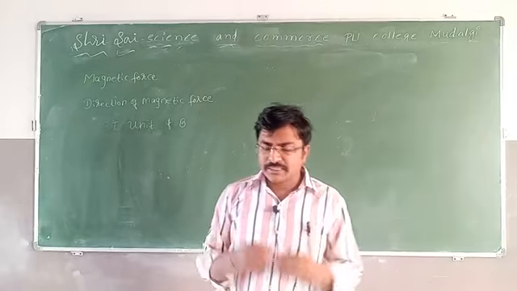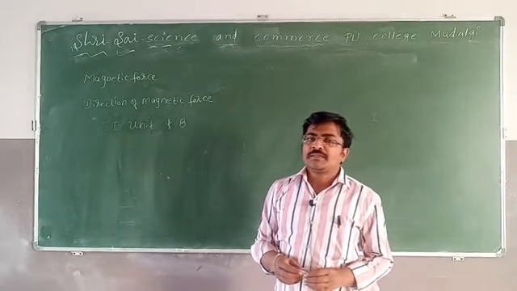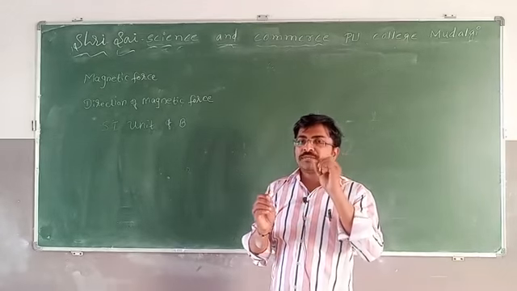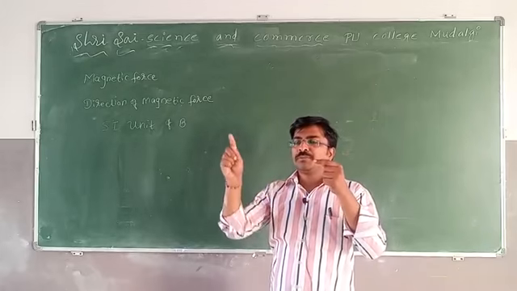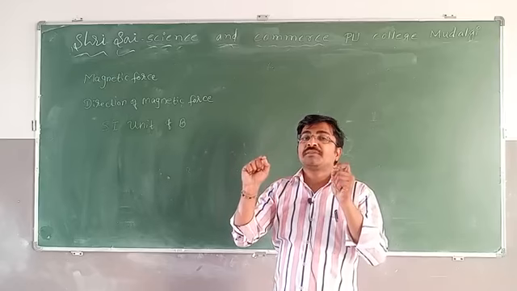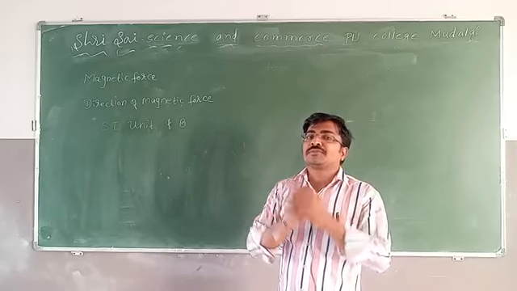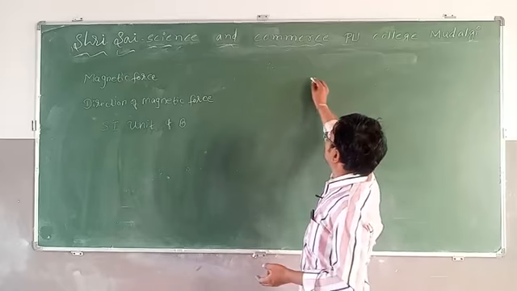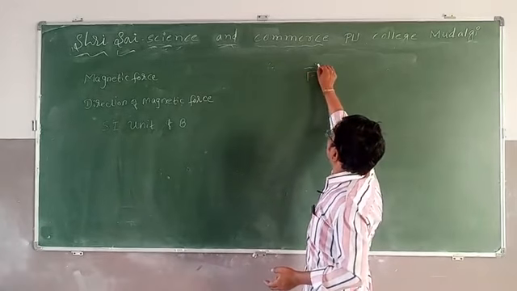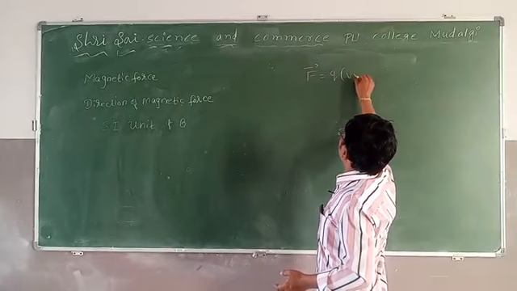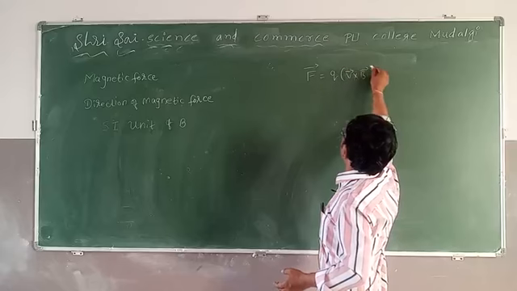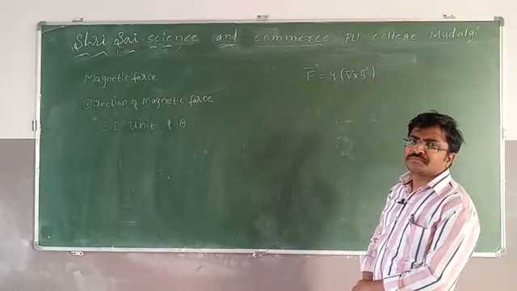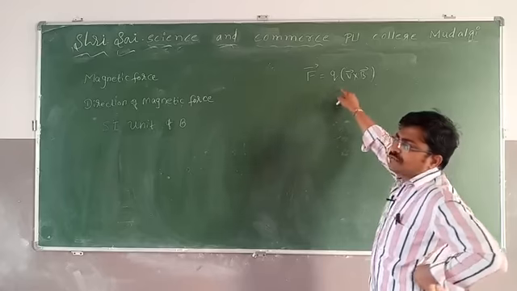See, yesterday I said moving charged particles always produce a magnetic field. Fine. When these moving charged particles enter into a magnetic field, sometimes they experience a force. That force is called the magnetic force. The formula was also given yesterday: F is equal to Q into V cross B. This is the magnetic force formula.